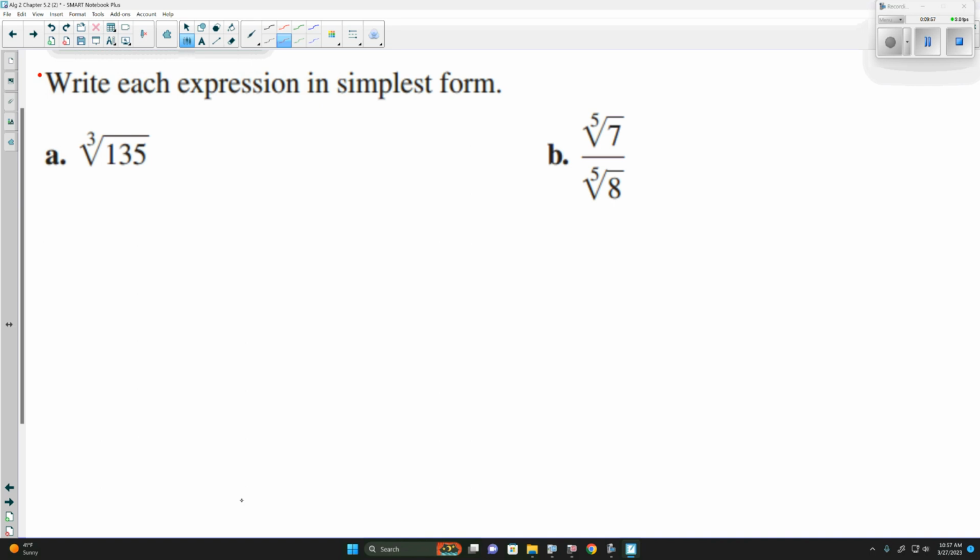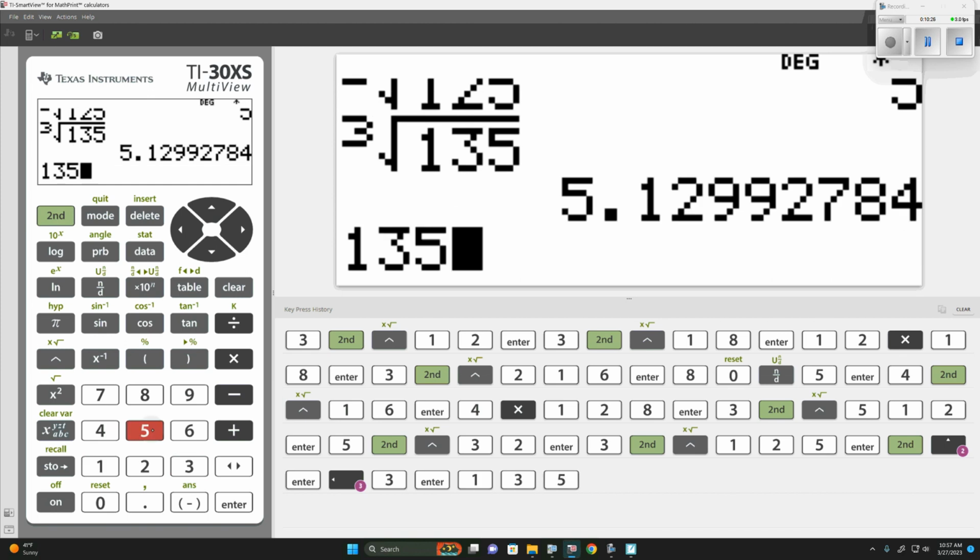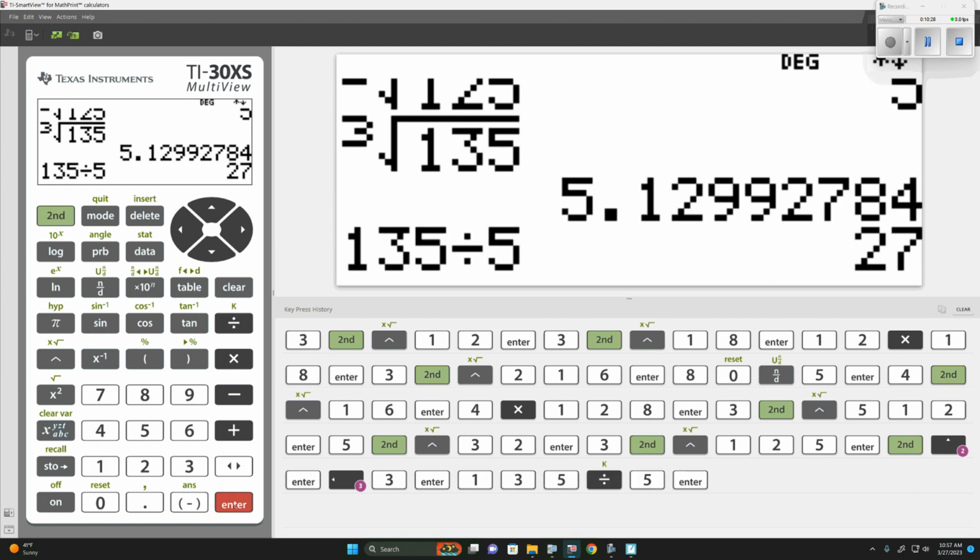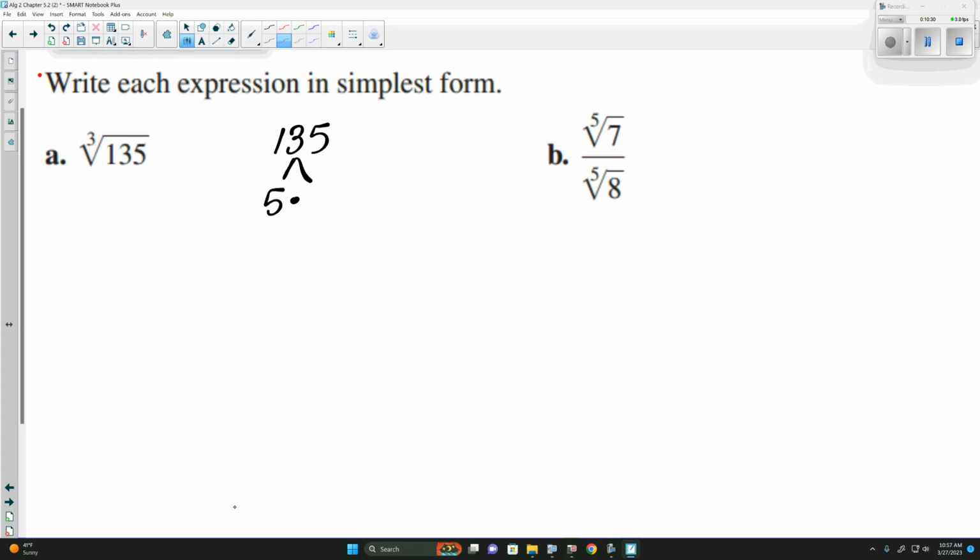Now we can't just take the cubed root of 135. So what we're going to have to do is our factor tree to see how we can rewrite this as a product of primes, as numbers times themselves. So what is the smallest number that will go into 135? 5. And 135 divided by 5 is 27.